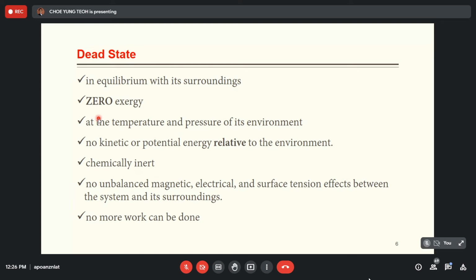You do not have the potential difference to transfer the energy. At the temperature and pressure of its environment, there is no kinetic energy or potential energy relative to the environment, it is chemically inert so no chemical reaction is possible, and there is no unbalanced magnetic, electrical, or surface tension effect. No force is possible, and no more work can be done. This one we call the dead state.